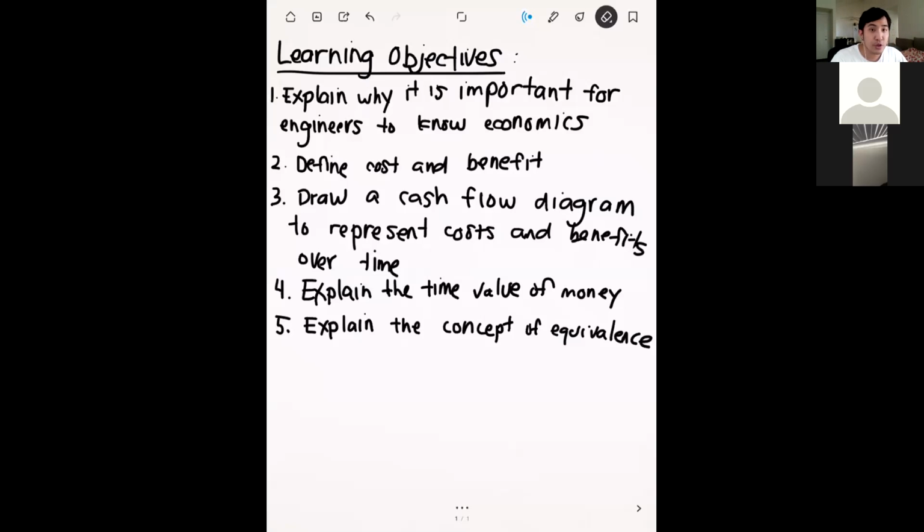What you'll also notice on the screen is that I have the learning objectives for today. We have a lot planned. This is going to be our intro lecture to economics. We're going to do a lot of defining terms and concepts, so there's a lot of conceptual stuff that we need to go over. This is the outline for our class today. Before I get started, are there any questions about the class or anything I can answer before we start the lecture?